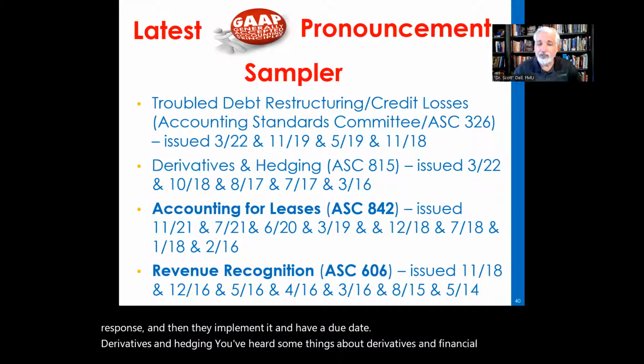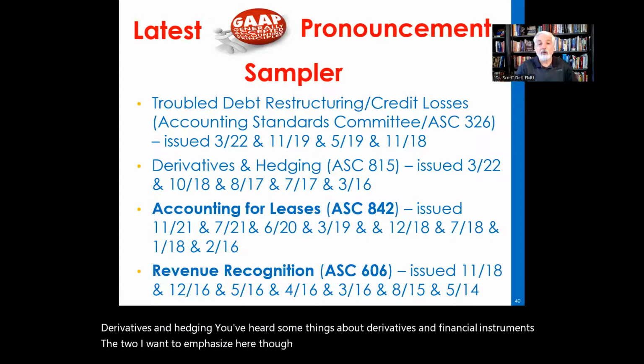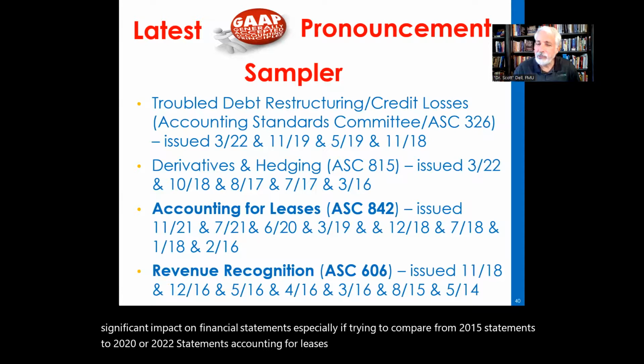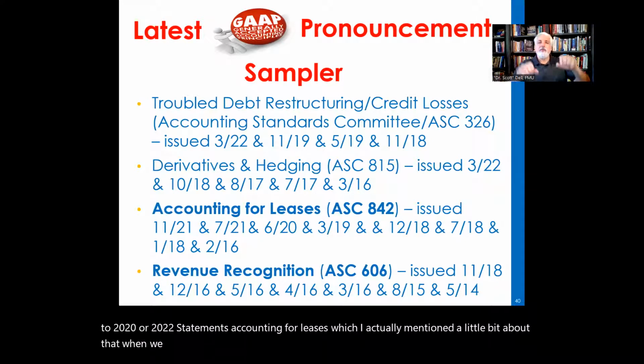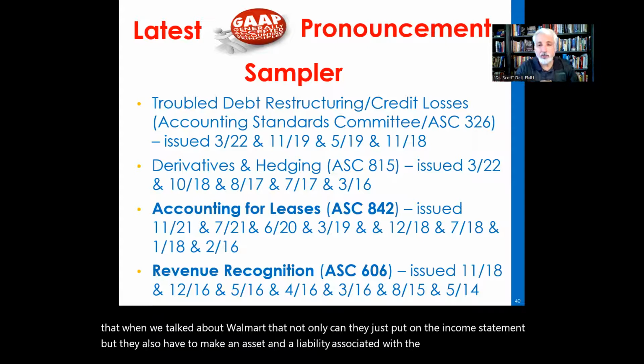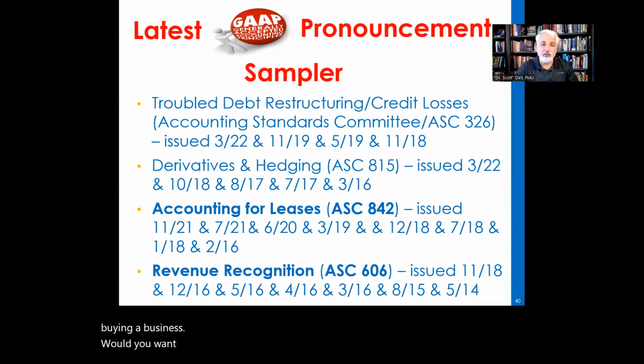The 2 I want to emphasize here, though, and big ones that are recent, that are having significant impact on financial statements, especially if you're trying to compare from 2015 statements to 2020 or 2022 statements. Accounting for leases, which I actually mentioned a little bit about when we talked about Walmart, that not only can they just put on the income statement, but they also have to make an asset and a liability associated with the lease. I mean, if you were buying a business, would you want to know if you had 100 leased vehicles in obligation for the next 3 years?